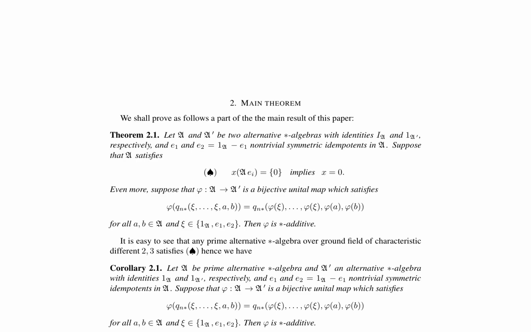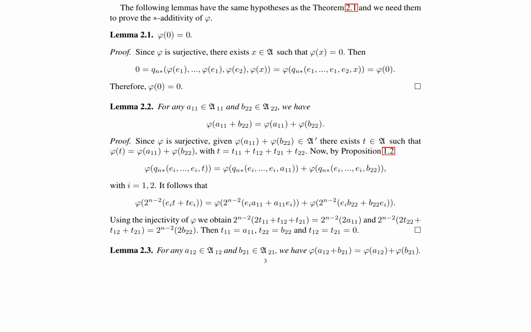3. The proof of this theorem relies on several lemmas. The first lemma shows that φ(0) = 0, utilizing the surjectivity of φ and the given condition on quadratic expressions. The second lemma demonstrates that for any A11 in A11 and B22 in A22, φ(A11 + B22) = φ(A11) + φ(B22), leveraging the surjectivity of φ and the properties of quadratic expressions.